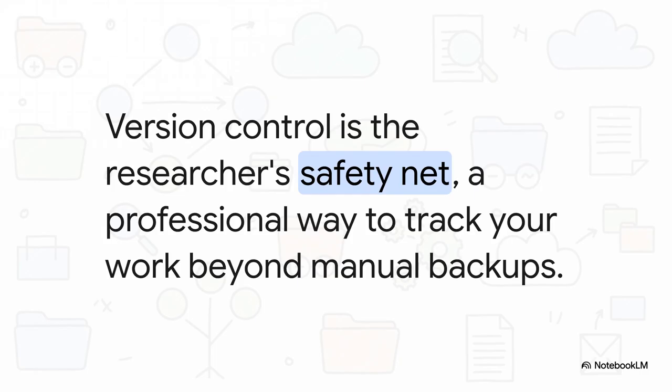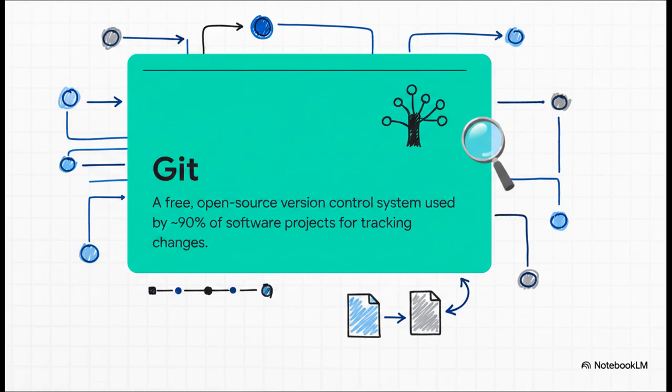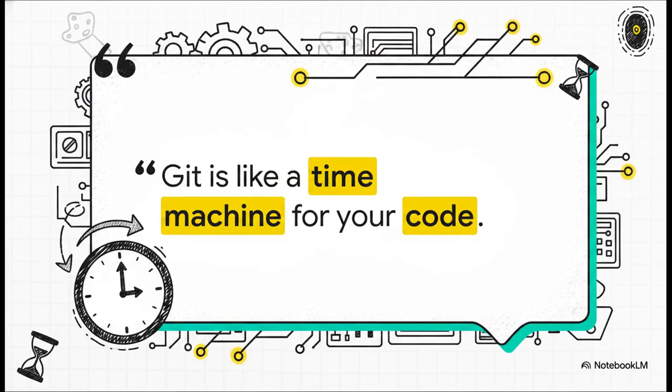Version control is basically that safety net. It's like a pro-level lab notebook for your project. So the first tool we're going to talk about is Git. It's the absolute standard for tracking code. Think of it like a time machine for your code. Seriously, you can go back to any previous version.